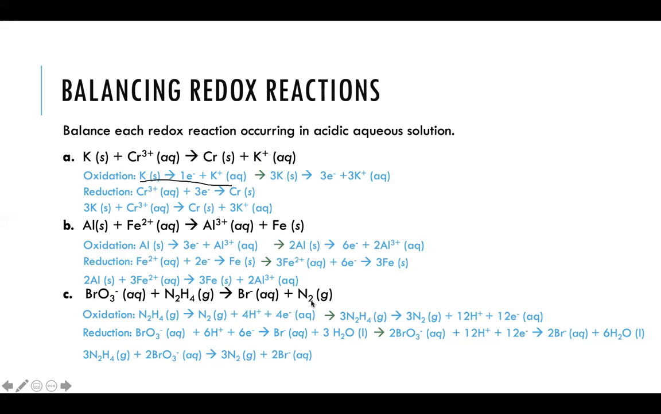And so what you have to think about here is that we basically don't have any of the H's or the O's on our product side here. So what we really need to be looking at is the charges of the N and of the Br.